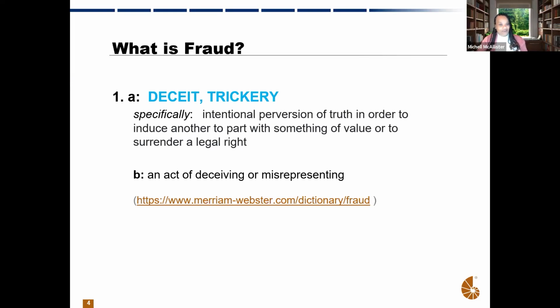Fraud is deceit or trickery. Trickery is the word I really like. Specifically, it's the intentional perversion of the truth in order to induce another to part with something of value or to give up a legal right. This may sound very familiar. This happens to insurance companies all the time. And also, fraud is the act of deceiving or misrepresenting, two words we use quite often in claims.